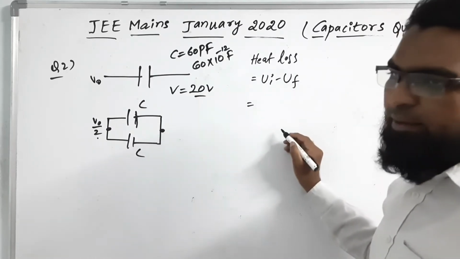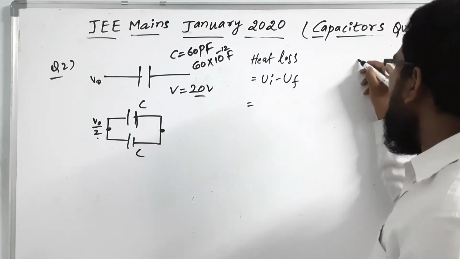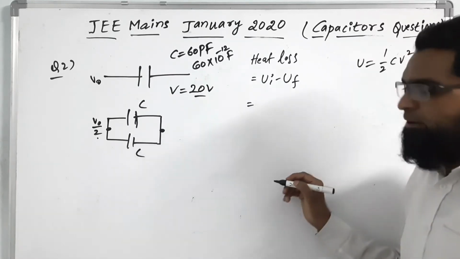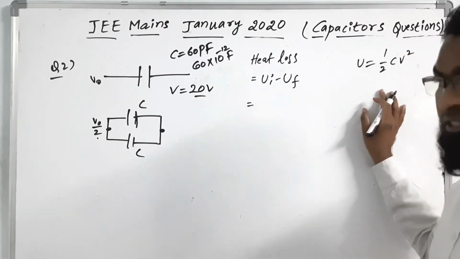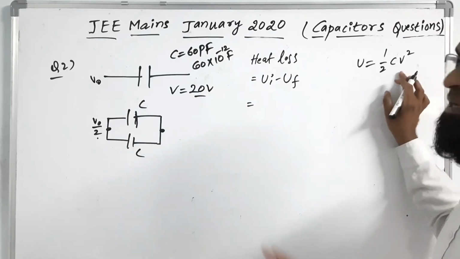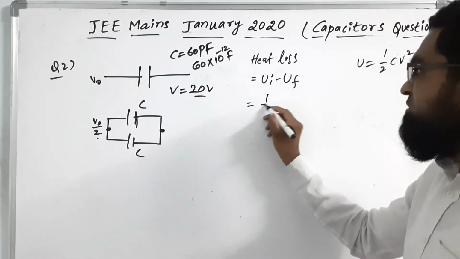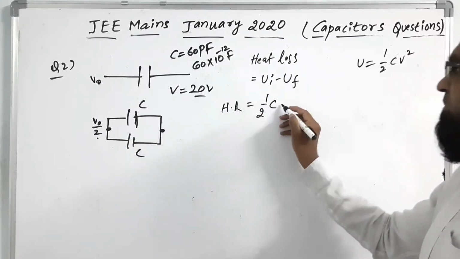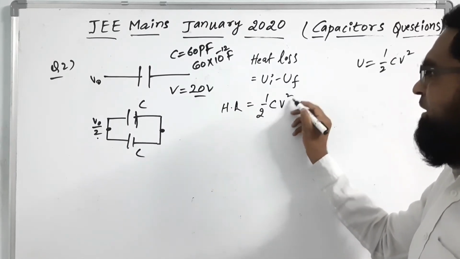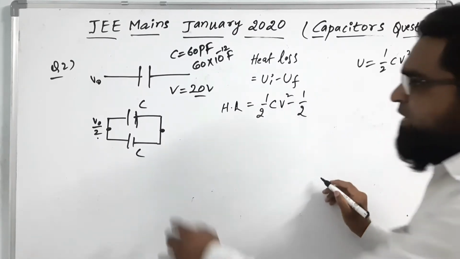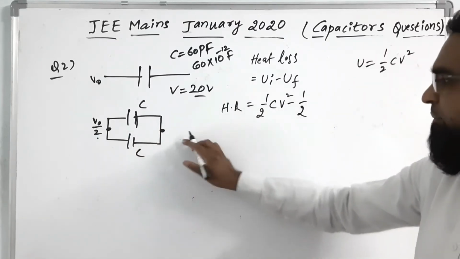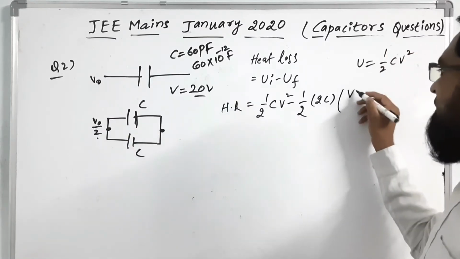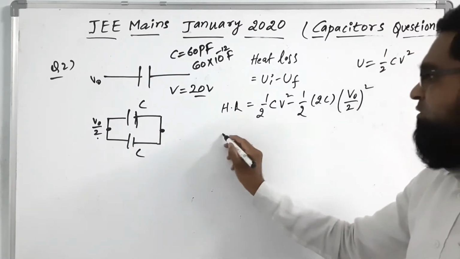So we know the energy stored in a capacitor formula. With the capacitor and voltage relation, it is 1 by 2 CV square. Here not charge and capacitor relation, only capacitor and voltage relation. So the heat loss is 1 by 2 C into V square, minus half into, now the capacitors are connected in parallel combination. Parallel combination means 2C, and voltage is half, V0 by 2 whole square. I hope you understood this step.